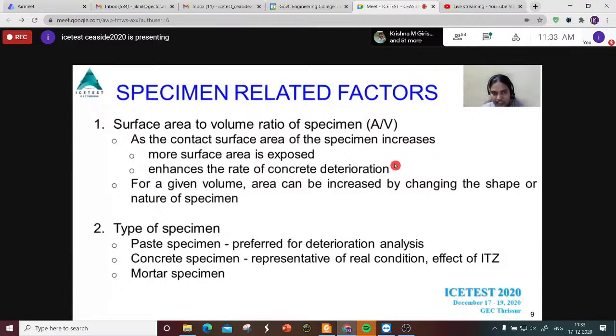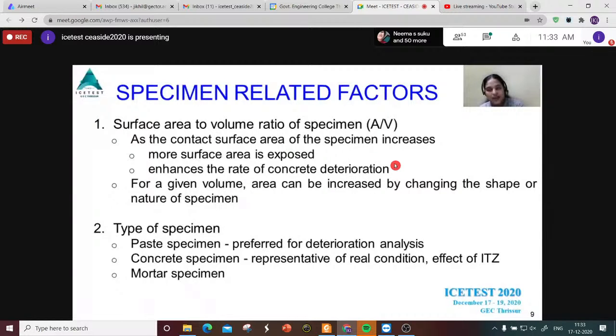We can either use paste specimen, concrete specimen or mortar specimen. Generally, paste specimens are preferred for deterioration analysis. It is mainly because the acid attacks the paste phase of the concrete, not the aggregate phase. So, it is convenient to study the kinetics and mechanism in paste specimens. Also, it is possible to quantify uniform deterioration because there is no disruption by the aggregates.